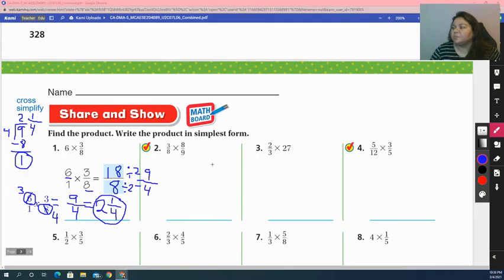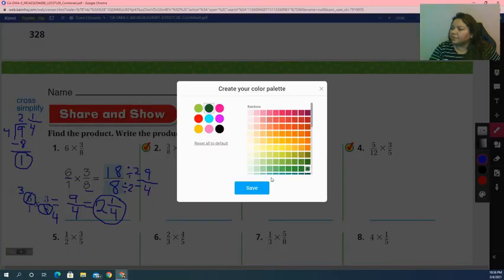Okay, let's do another problem. Let's do number 2. I'm going to use a different color pencil so you don't get confused with what I had already written out there. So in here, let's see, let's pick green.